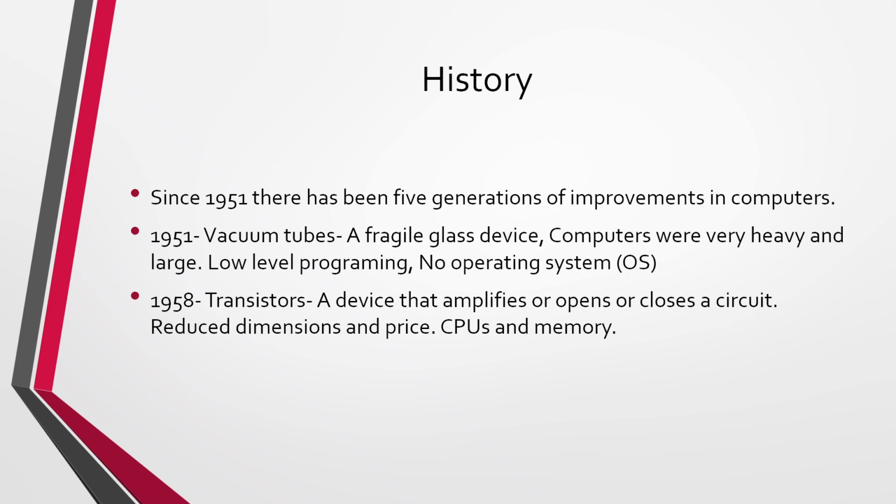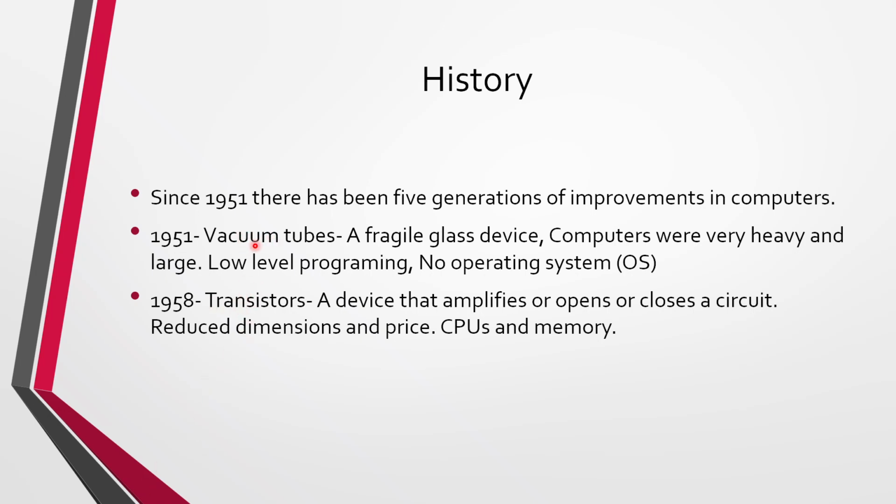In 1958, transistors saw commercial use, a device that amplifies or opens or closes a circuit. A transistor is just a device that works like a switch. We'll talk more about that later. There were reduced dimensions and price. This was the first time there were CPUs, central processing units, and memory, and that was due to transistors.